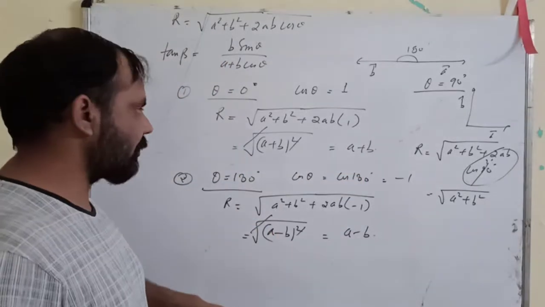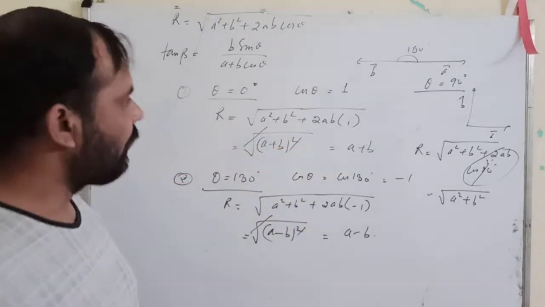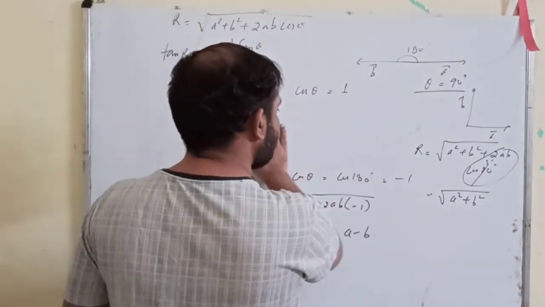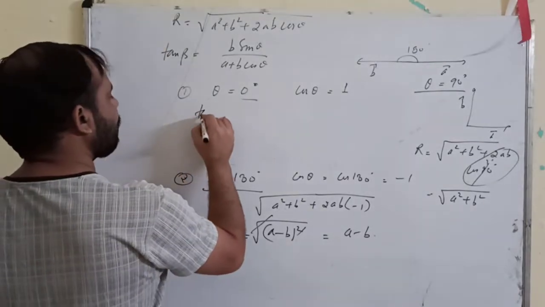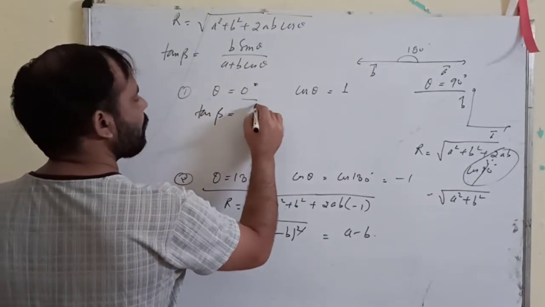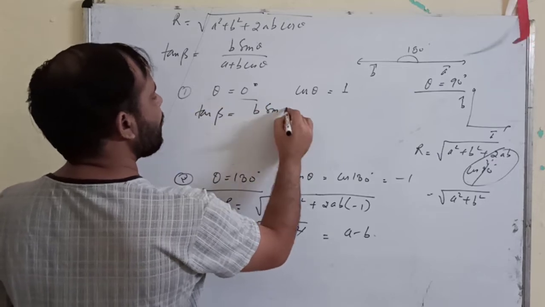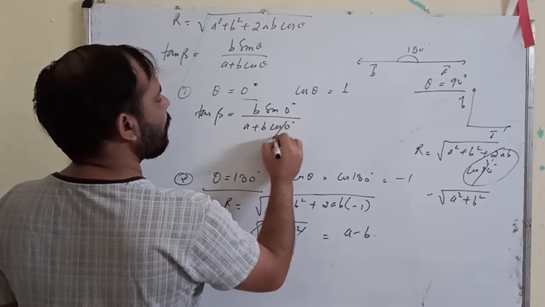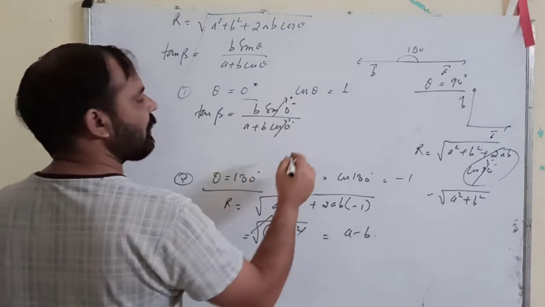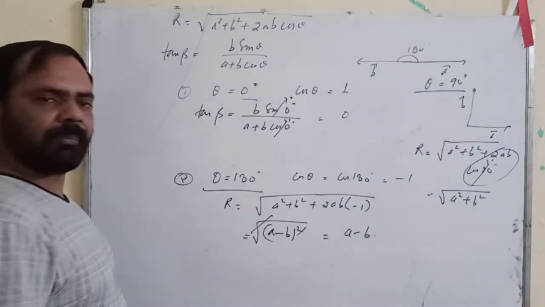Now what about the direction? This was the magnitude. Now let us find out the direction in all the cases. How much will be tan beta? Tan beta equals b sine 0 upon a plus b cos 0. Cos 0 is 1, sine 0 is 0. So this is 0. Okay.